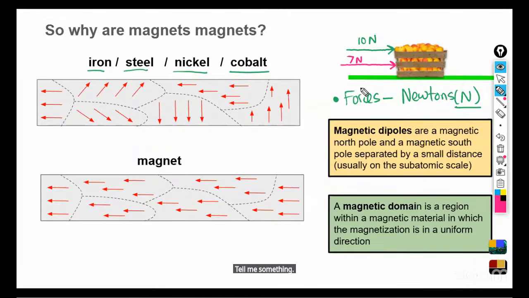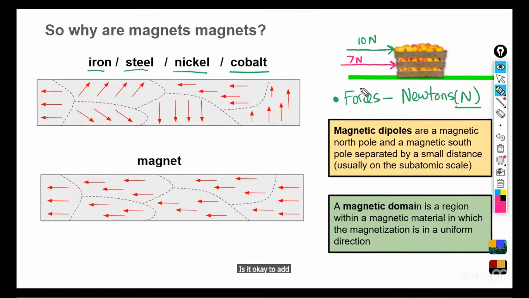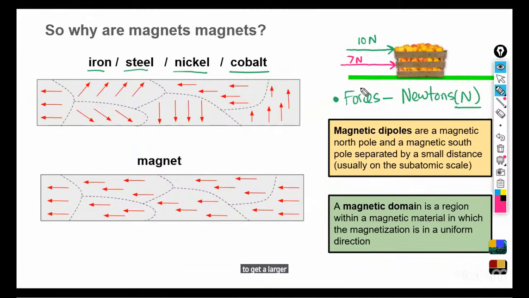Will the total force be 17? What does common sense say? If two people are pushing in the same direction, is it okay to add their forces? I'll repeat that. Is it okay to add their forces to get a larger force of 17? What do you guys think?